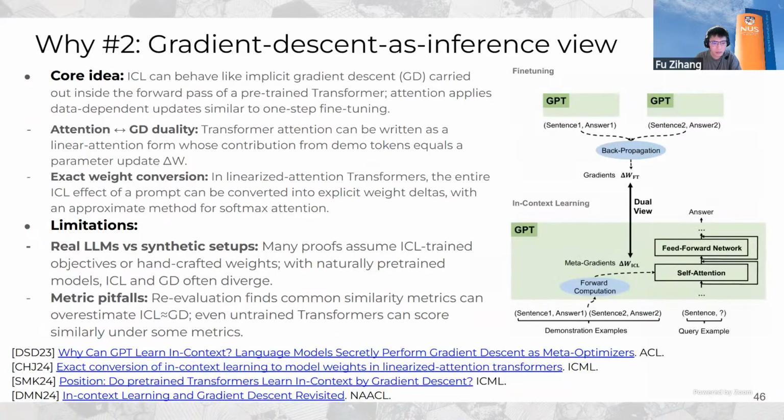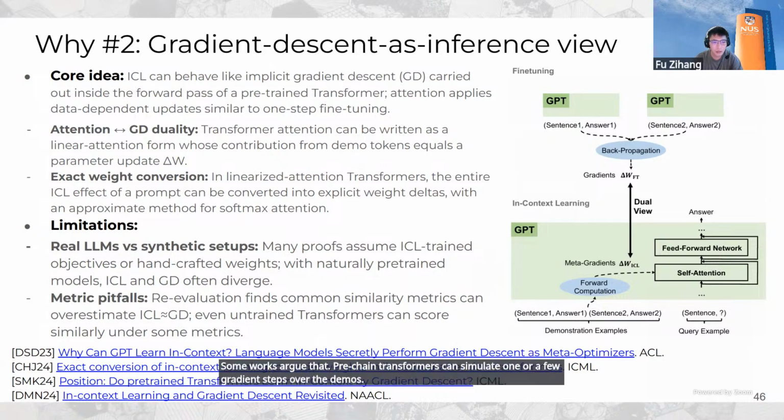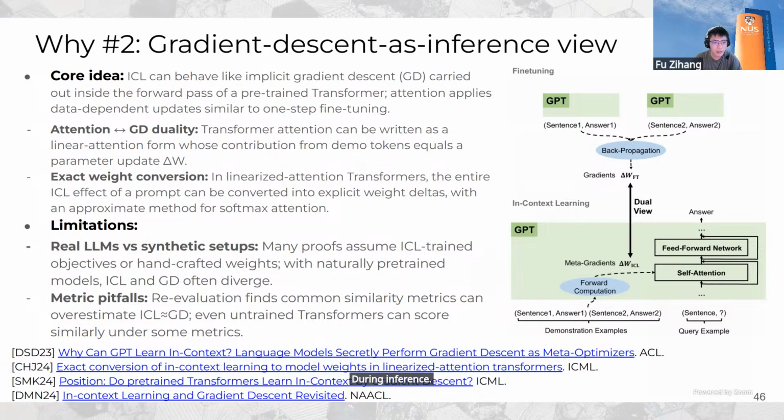The second one is the gradient descent as inference view. Some works argue that pre-trained transformers can simulate one or a few gradient steps over the demos. During inference, attention applies data-dependent updates, effectively meta gradients. So the model behaves as if it had lightly fine-tuned on the demos, but without changing stored weights.